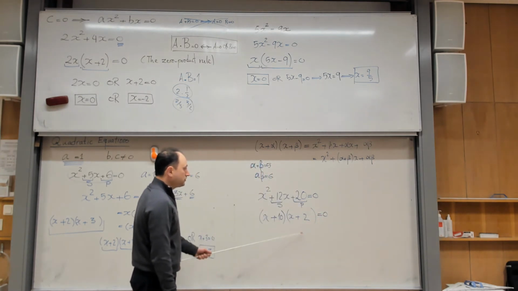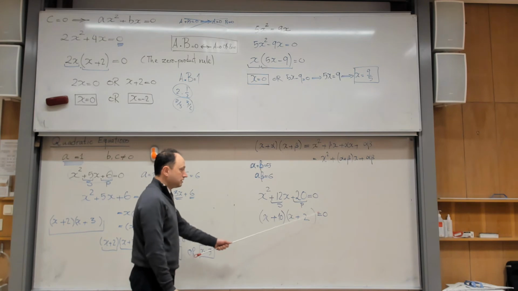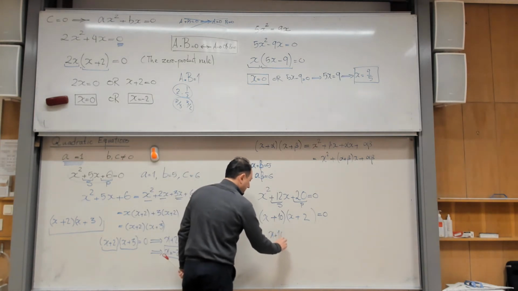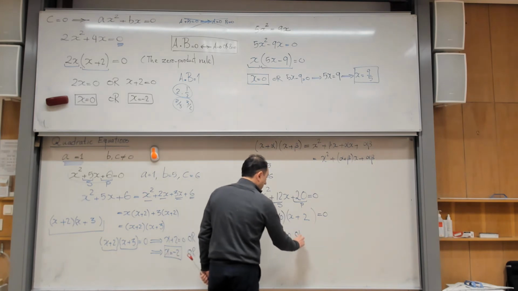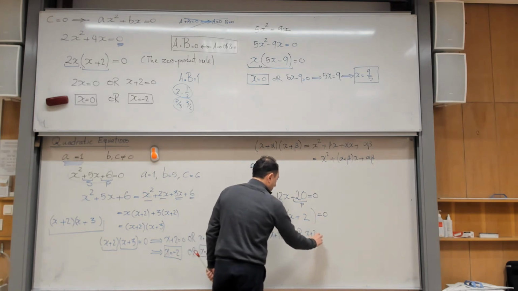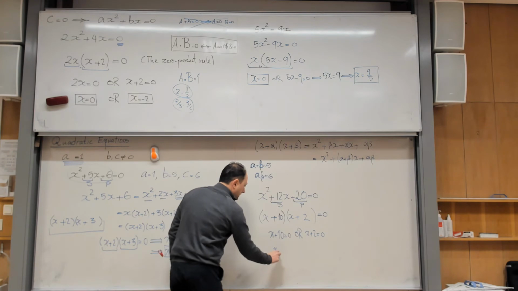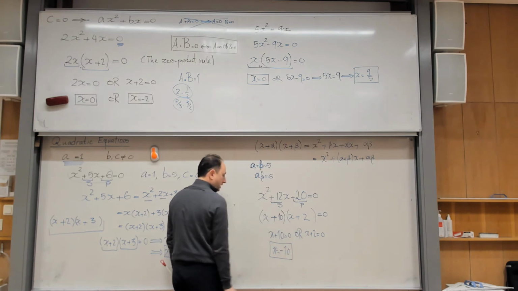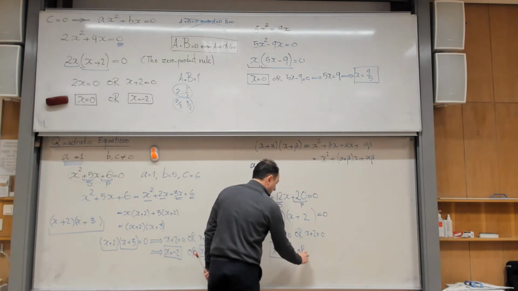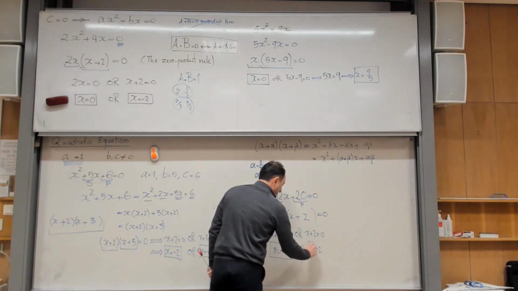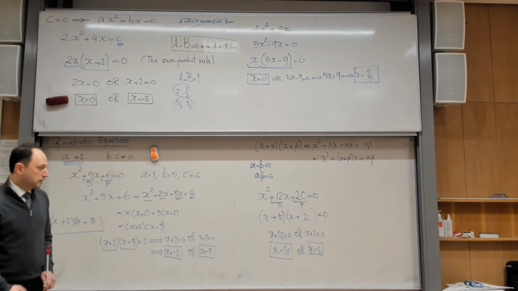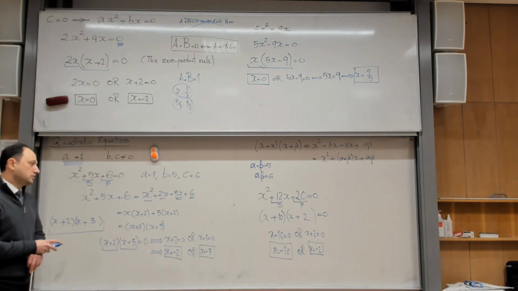Now the solution is very simple. The product is 0, so either this one is 0 or this one is 0. If this one is 0, it's a first degree equation. I don't have any problems with that. I move things to make x alone. So the solutions of this equation are only two. One of them is -10, one of them is -2.